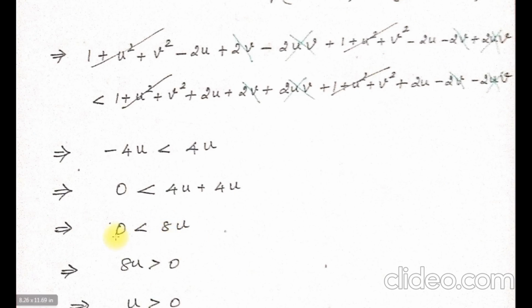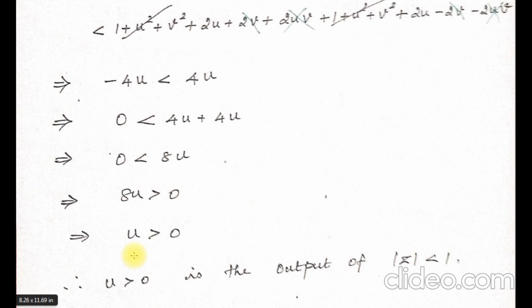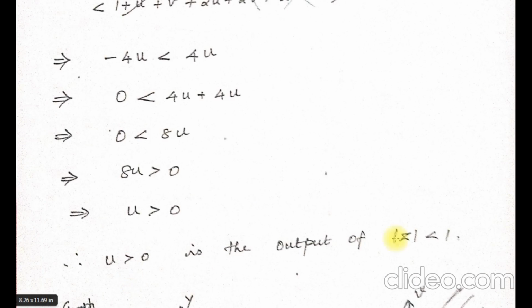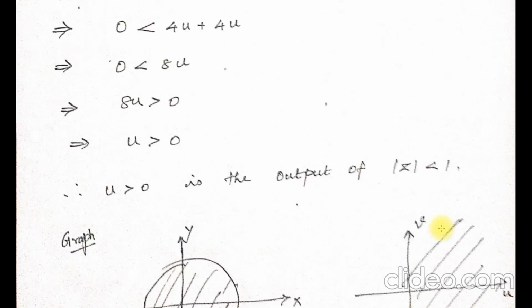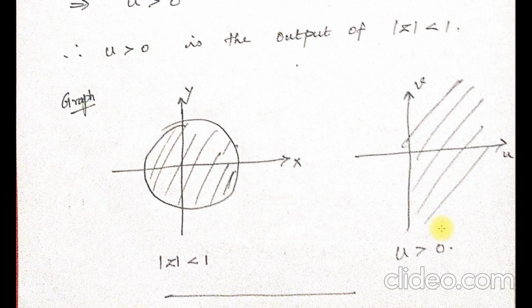If you are reading from right hand side to left hand side, it will be 8u greater than 0. If I am reading from left hand side to right hand side, it is 0 less than 8u. So I am getting u greater than 0. So u greater than 0 is the output of mod z less than 1. This is the graph of the input and the output. The input will be in the z plane and the output will be in the w plane.